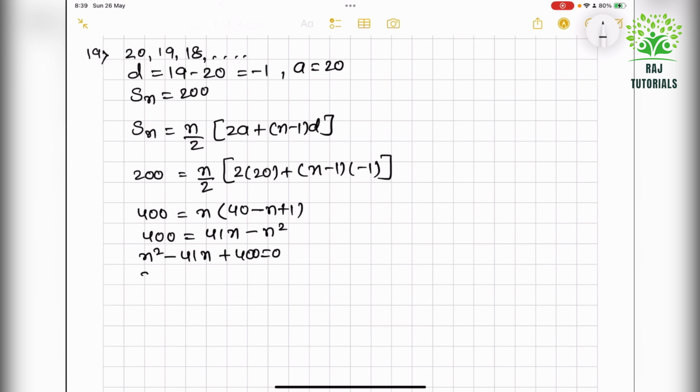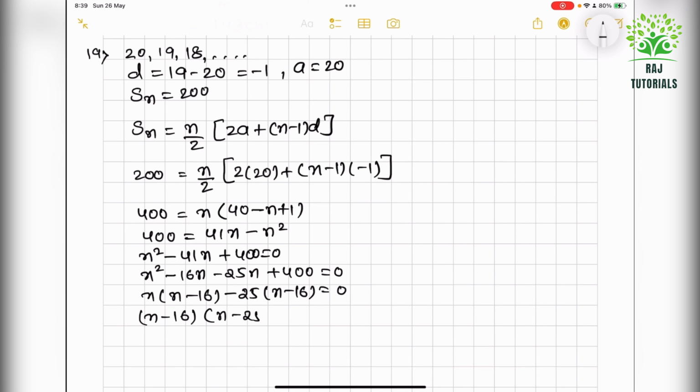So 400, find factors whose sum is 41: 16 and 25. So n square minus 16n minus 25n plus 400 equals 0. So n minus 16 times n minus 25 equals 0. So either n minus 16 or n minus 25 equals 0. Therefore n equals 16 or 25.